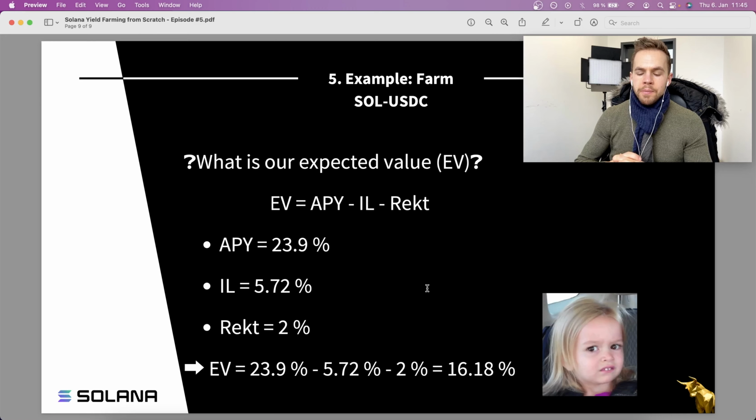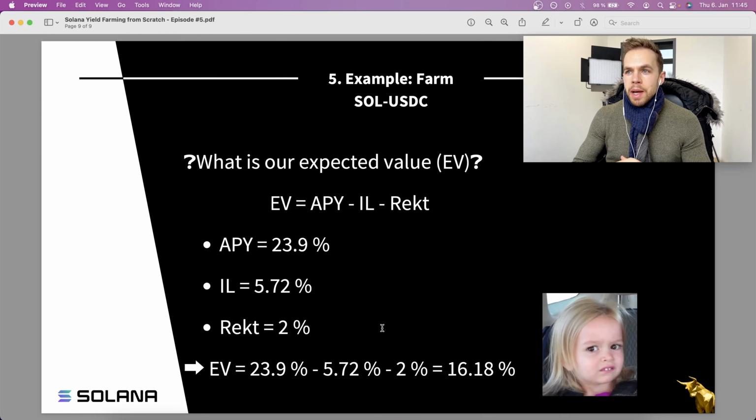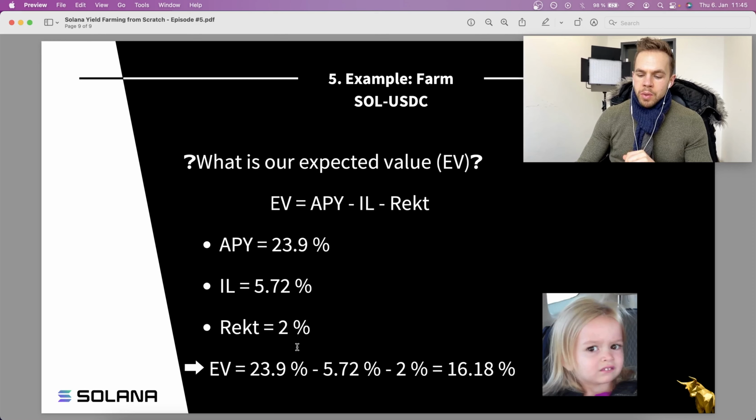And if you put it all together, the APY is roughly 23.9%. Let's imagine that the SOL price doubles, and then we have an impermanent loss of 5.72%. And rug basically means, yeah, there is a rug pull, your funds get lost, the smart contract is bugged, whatever happens, so basically you lose all your money. And just in this quick example, let's imagine that this happens 1 out of every 50 times, so the chance of that is 2%. And if you put it all together, we have 23.9% minus 5.72% minus 2%. We end up with 16.18%.